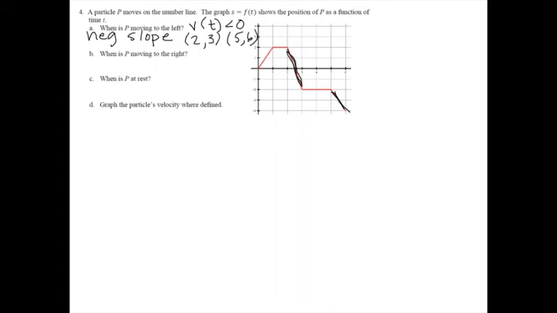In part B, when is it moving to the right? Well, it's the opposite. When v of t is greater than 0, or we have positives. So let me erase my negative slope there. Positive slope here. And I think that's it, just from 0 to 1.